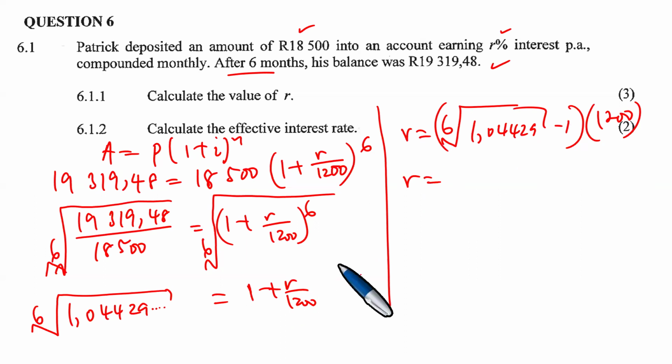Okay, let's use the calculator, so that in the end our R is actually 8.7%. I'm not going to waste a lot of your time with the calculator, but we want to find the value of R. Because it was R% interest per annum, we are able to see, therefore, that our percentage is 8.7%. Next question, we want to calculate the effective interest.